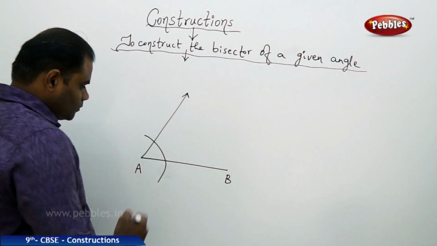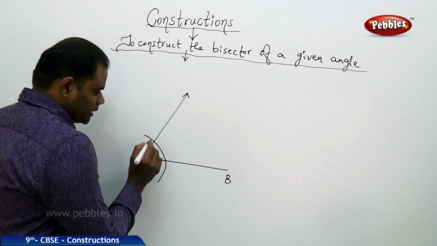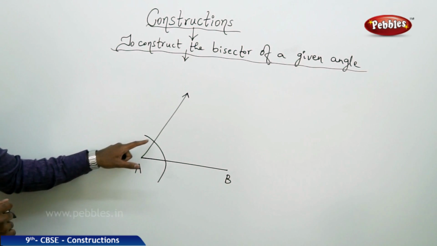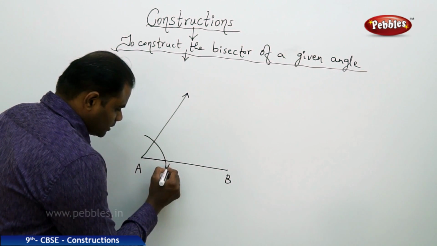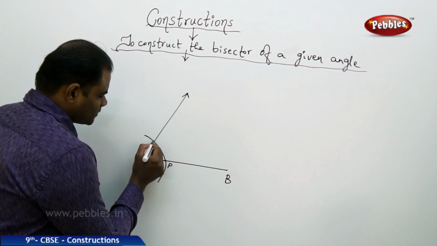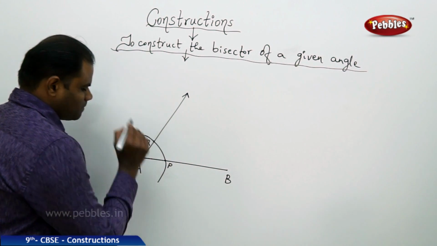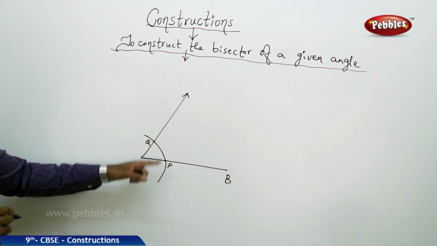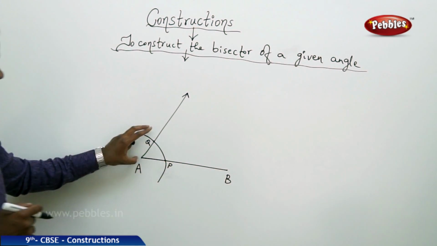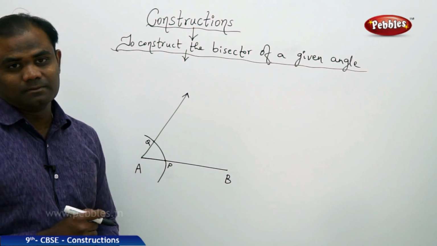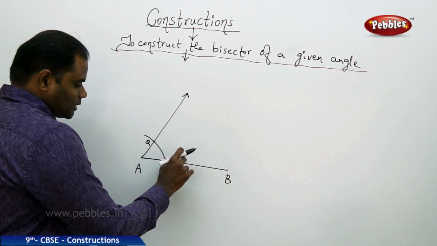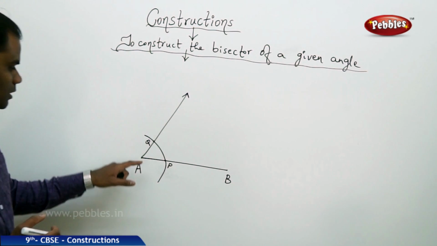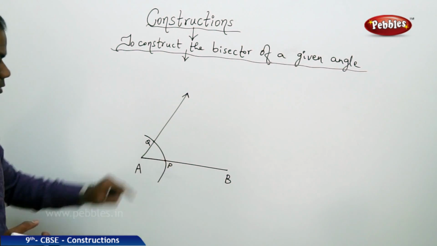Now from the arc we clearly see that this arc cuts the two lines at two points, say P and Q. So let me mark this with P and let me mark this with Q. So I have two points formed by the arc cutting the two lines. Now let's take the pointer of the compass at P. I move the pointer of the compass from A and put it at P.